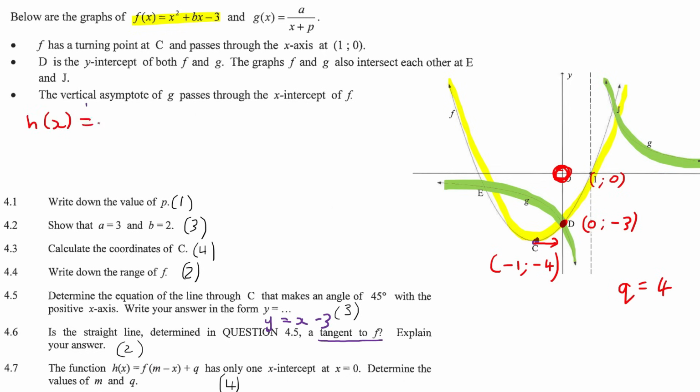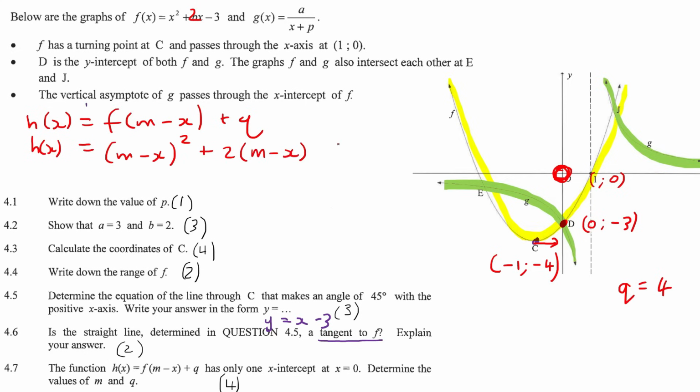If we say that h of x is equal to f of m minus x plus q, I can then take this equation, remembering that b was 2, and I can substitute into the graph of f. Wherever I see x, I'm going to replace it with this. So I'm just substituting what they said, minus 3, and then plus q. But now we've worked out q as 4. I explained that to you over here. So we could say plus 4.